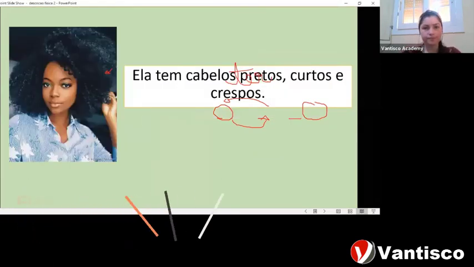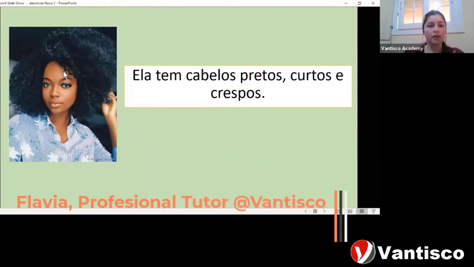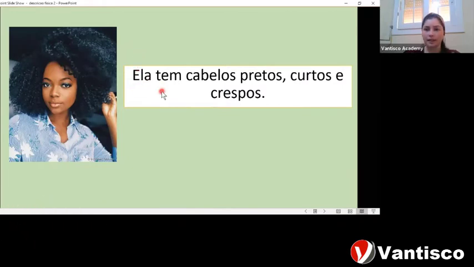Moving forward. So we have here this girl, and here we have written, ela tem cabelos pretos, curtos e crespos. So we are talking about, I don't know how to say it correctly in English, I don't know if it's right, but I'm going to try. The aspect of her hair, if it's straight, if it's wavy, whatever. Okay, here we are talking about the length of her hair and the color, using the verb ter.